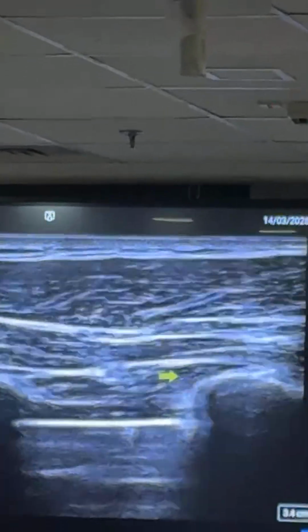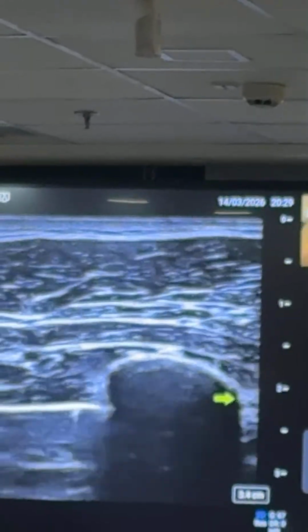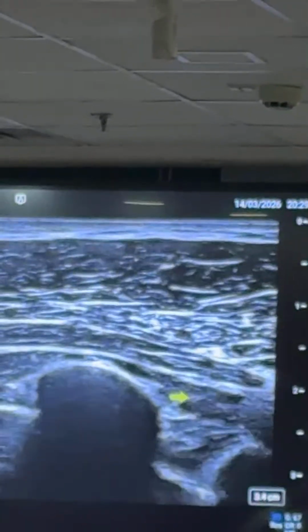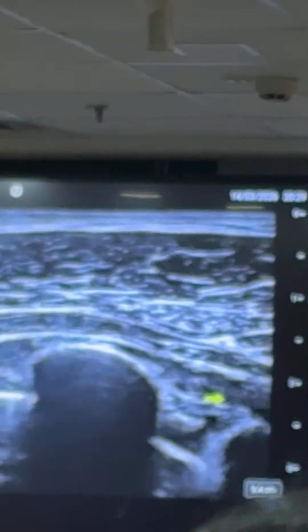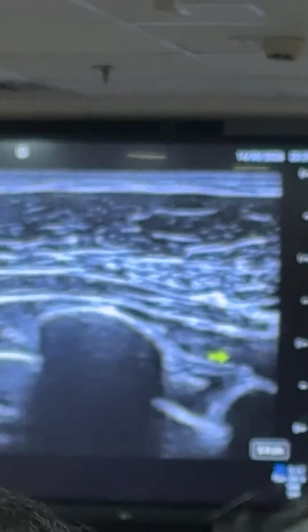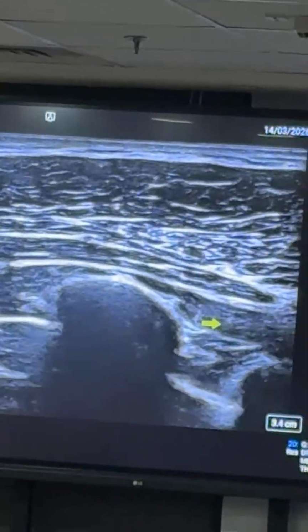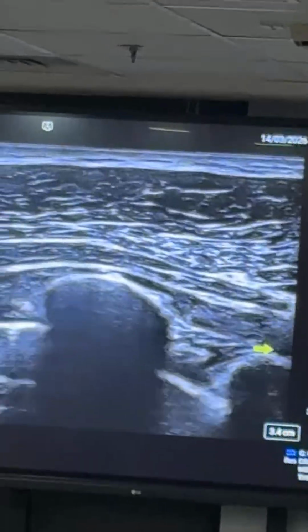Once I'm going down to the level of the fourth rib, at this level you can see another slip of small muscle has started appearing right there at the edge. This is nothing but the serratus anterior muscle. This is the pec major, and the pec minor is now thinning out.